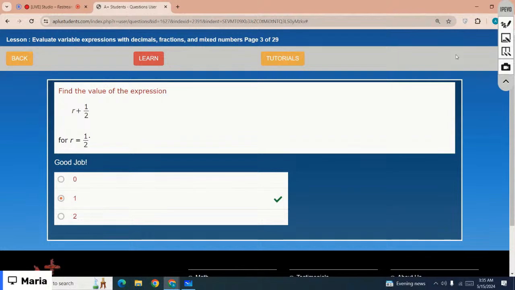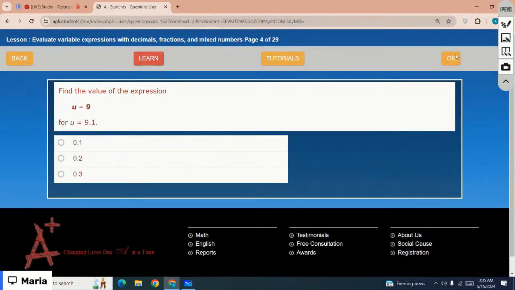Okay, the next one is u minus 9. You have to evaluate for u equals 9.1. So 9.1 minus 9 equals 0.1. The correct option is 0.1.